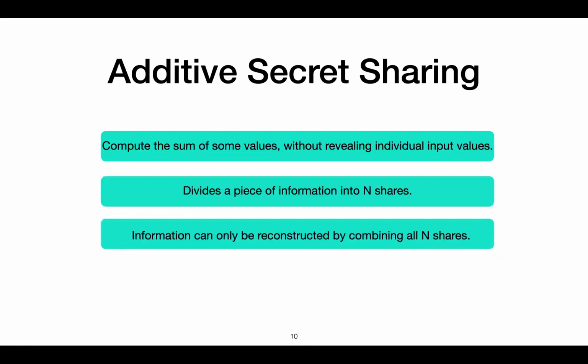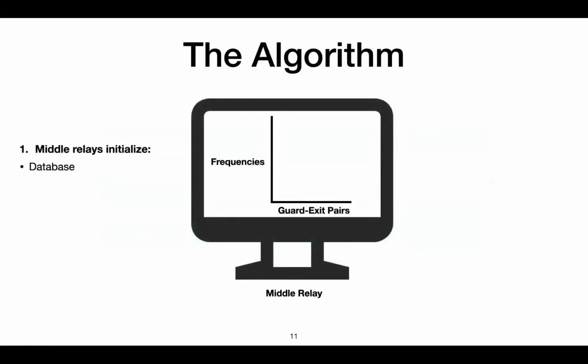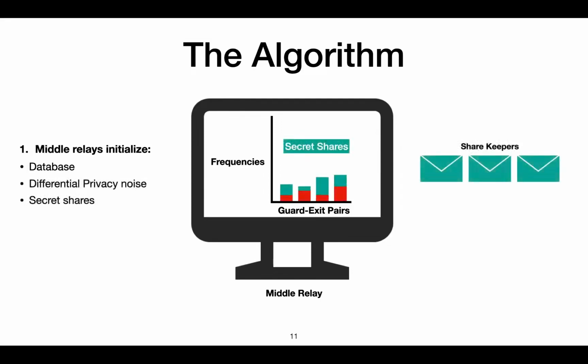Now that we have covered the basic problem, our general detection approach, and have briefly overviewed the privacy methods used, we will discuss how the algorithm itself operates. The middle relays will be our data collectors. They first initialize the database of guard exit pairs and their corresponding frequencies, and the noise and secret shares required for differential privacy and additive secret sharing, and send the secret shares to some share keepers.